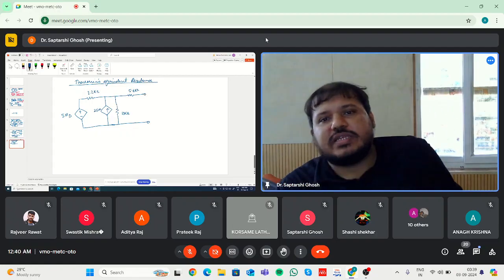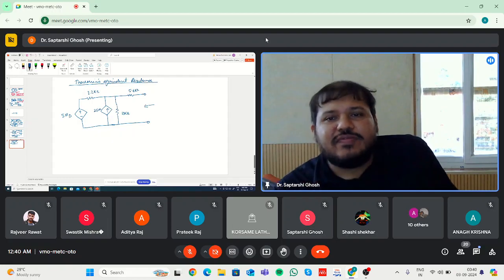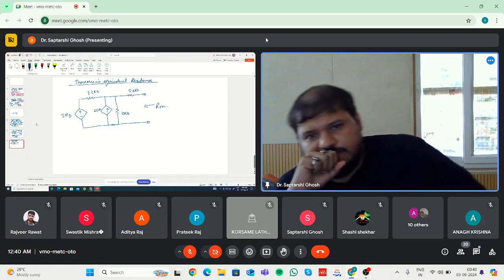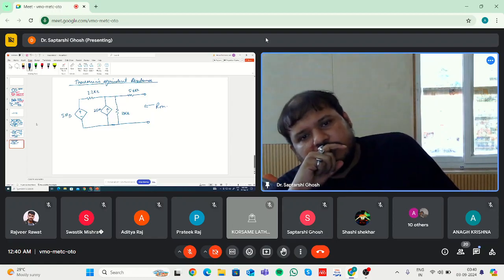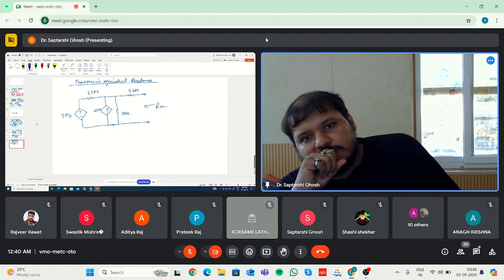Your circuit looks like this. Now you have to look through these open terminals and find what resistance you are facing. The deactivation of the sources will not work because these are not independent sources. These are dependent sources. And how will you deal with this?